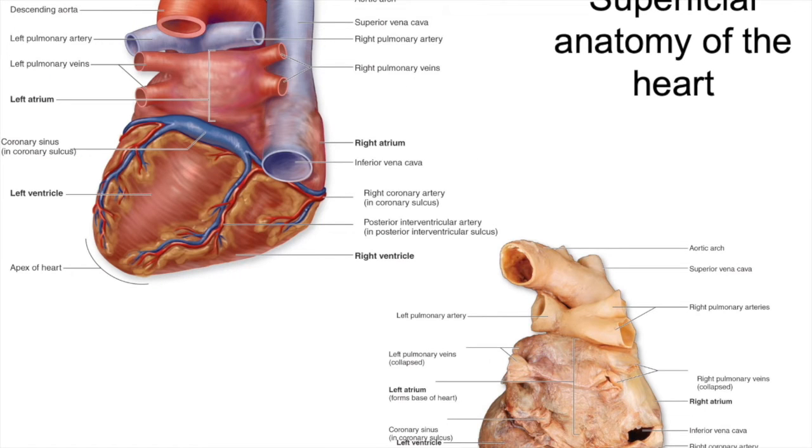Real quickly, we have a posterior view of the heart, and we can see our coronary sulcus wrapping around the circumference of the heart. And now we can see that on the backside of the heart, we also have an interventricular sulcus as well, another groove between those ventricles.